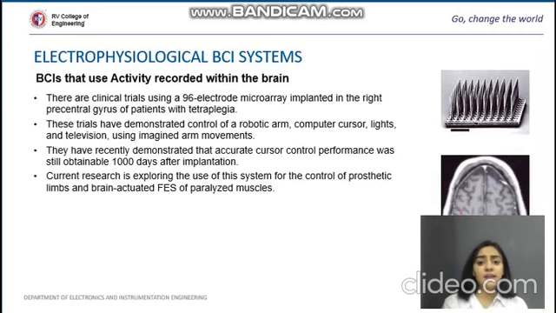BCIs that use activity recorded within the brain. So this is based on a clinical trial that has been carried out on patients with tetraplegia. A microarray is placed within the precentral gyrus of the patients. The images to the right show the microarray which is being implanted and the region of the brain where the microarray is implanted. So this has demonstrated very good results when it comes to controlling a robotic arm or cursors or lights and televisions and so on. And has been stable for more than 100 days after the implantation.